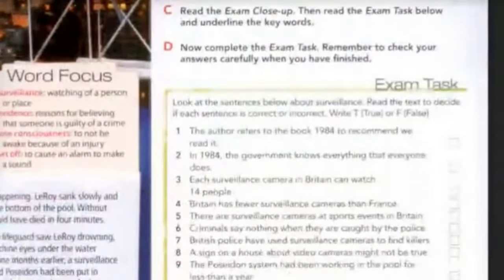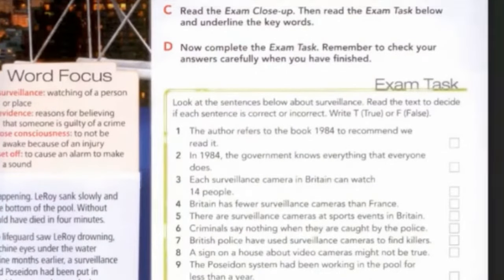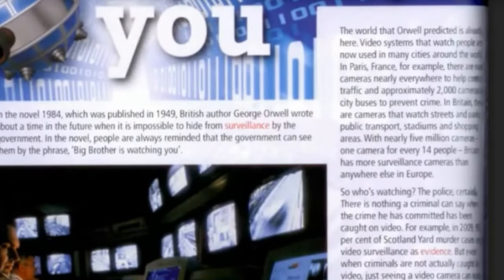Okay, let's look at number 4. Britain has fewer surveillance cameras than France. Fewer means they have less than France. Okay, Kai Xi, how do you know this statement is false? Second paragraph, which sentence tells you Britain has less or more surveillance cameras than France? It's in the last sentence, right? It says Britain has more surveillance cameras than anywhere else in Europe. It didn't mention France, but France is in Europe. So it says here Britain has more surveillance cameras, not less. So the answer is correct.